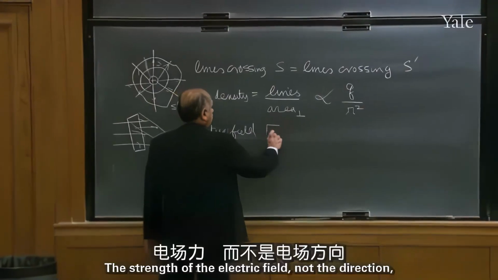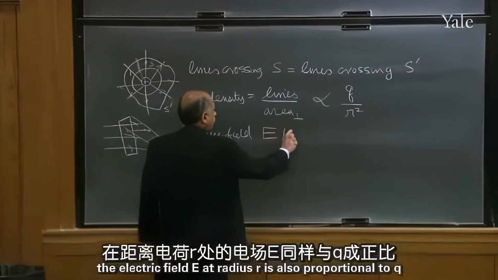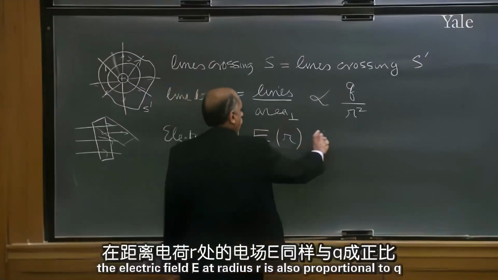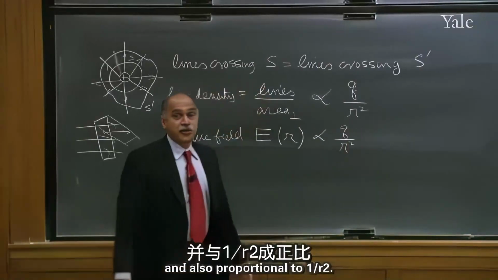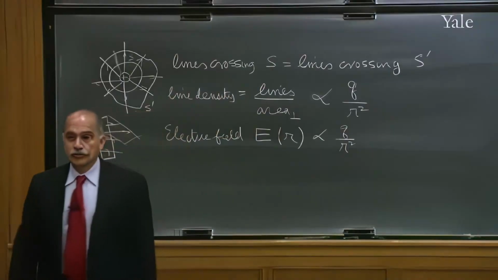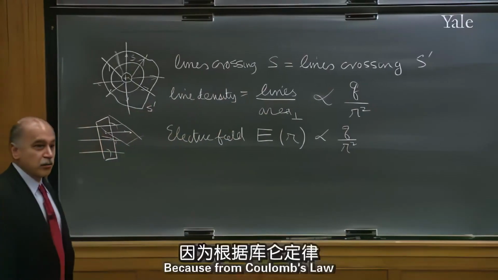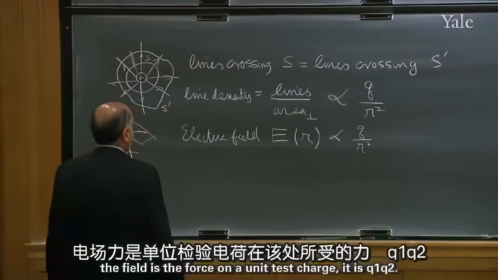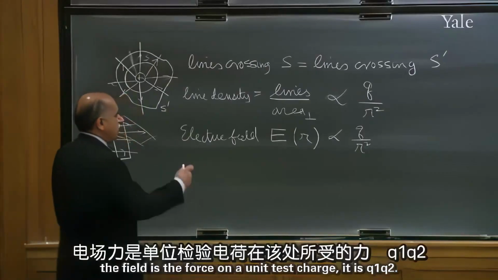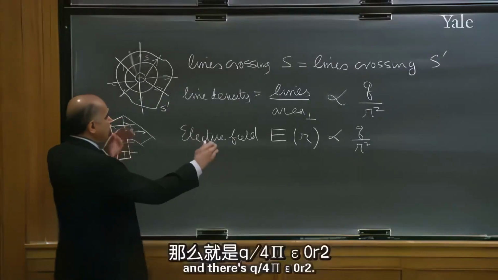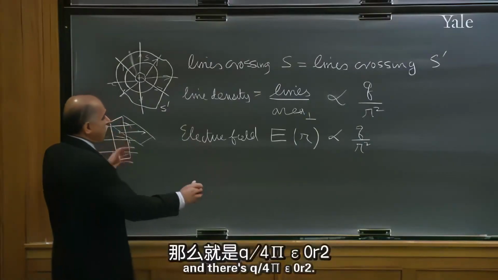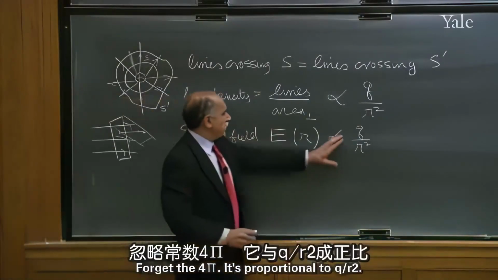The strength of the electric field, not the direction, the electric field E at radius r is also proportional to Q and also proportional to 1 over r squared. Because from Coulomb's law, the field is the force on a unit test charge. It is Q1 times Q2. Q2 is 1 because the test charge is 1. And it's Q over 4 pi epsilon 0 r squared. Forget the 4 pi. It's proportional to Q over r squared.